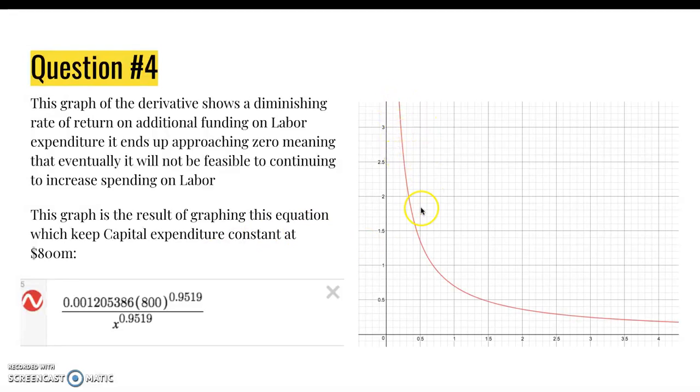So this is the graph that Deon and I came up with. And this graph of the derivative shows a diminishing rate of return on additional funding on labor expenditure. And it ends up approaching 0 at the end of the graph, way out here past where we can see. Meaning that eventually it will not be feasible or cost effective to continue to increase spending on labor. This graph is the result of graphing the equation which keeps capital expenditure constant at 800 million. And out here it approaches 0.